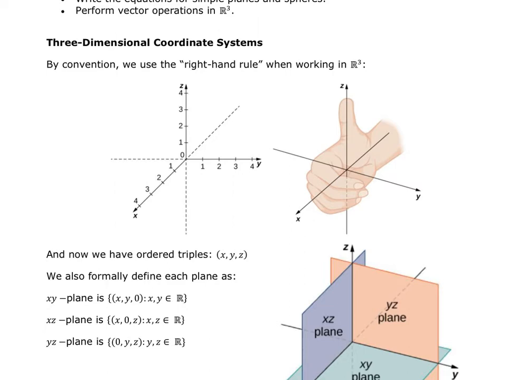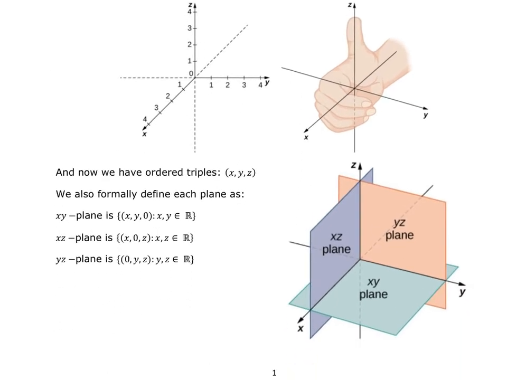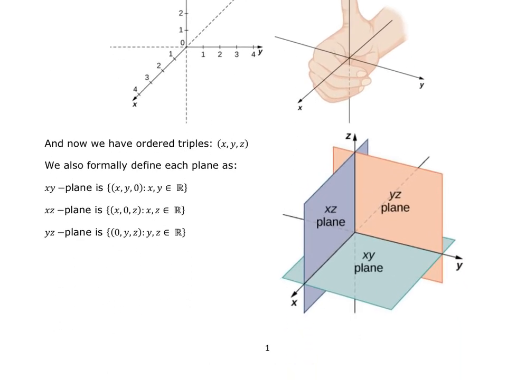We are now going to formally define what each plane is. The xy plane is anything that has x's and y's and z is 0, where x and y are any real numbers. An xz plane is similar. In this case, the y is 0 and the x and z are any real numbers. And of course, the yz plane being the last, where the x is 0 and the y and z can be any real numbers.